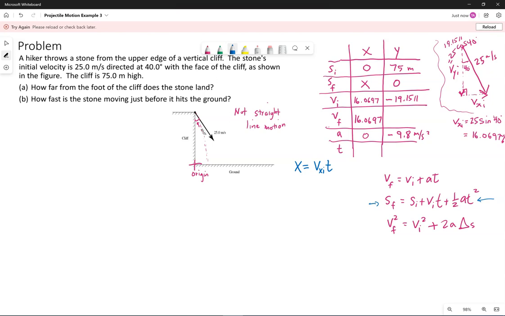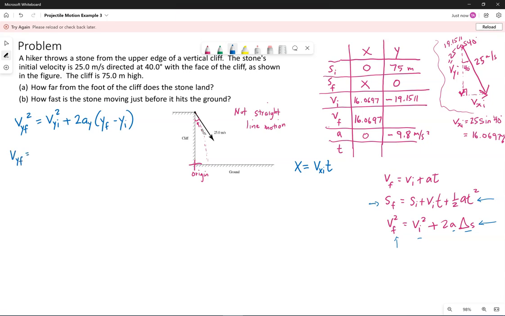In terms of the y direction, this third equation does not have time in it. I know delta S for the y direction, I know A, I know the initial velocity, so I can use this third equation to find Vy final. I'm going to come over to the far left and start setting up this third equation, putting my subscripts of y on. And then delta S becomes the final y position minus the initial y position.